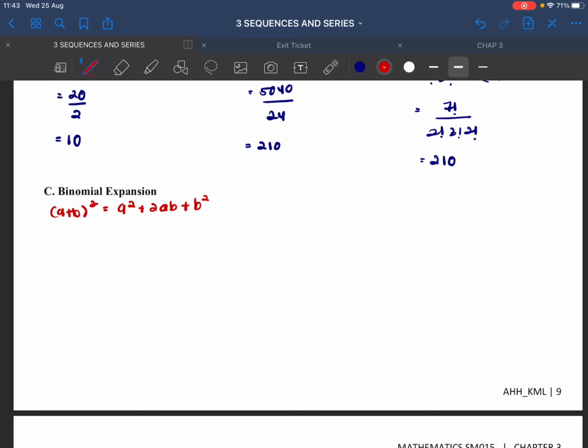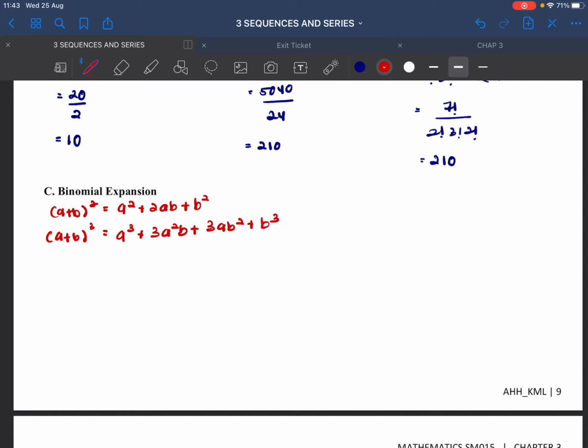So how about if we have (a plus b) to the power of 3. Okay, kalau (a plus b) to the power of 2 biasa, yang kamu buat, kita tahu, kita hafal benda tu. So how about (a plus b) to the power of 3? We also have the formula for the expansion. This is what we call as binomial expansion. So we actually have the formula, which is a cube plus 3a square b plus 3ab square plus b cube.